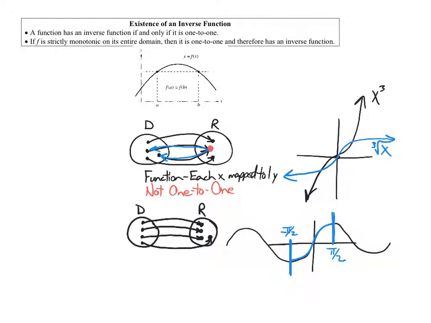And that's how we can handle things that are not 1 to 1 initially. We can limit the domain. That's why this says if it's monotonic on its entire domain. So if we say sine of x where x is between negative pi over 2 and pi over 2, now we have something that's monotonic over its domain, and we can take the inverse, because that is 1 to 1.